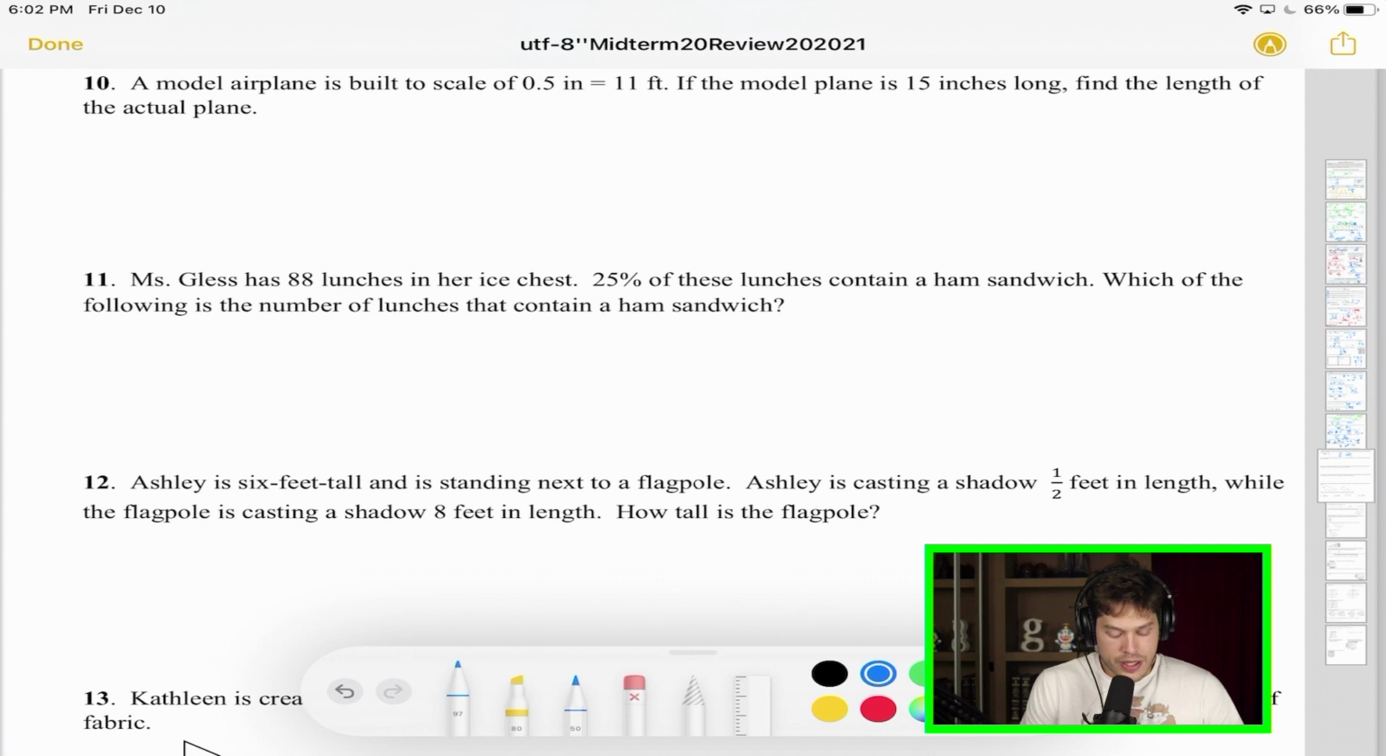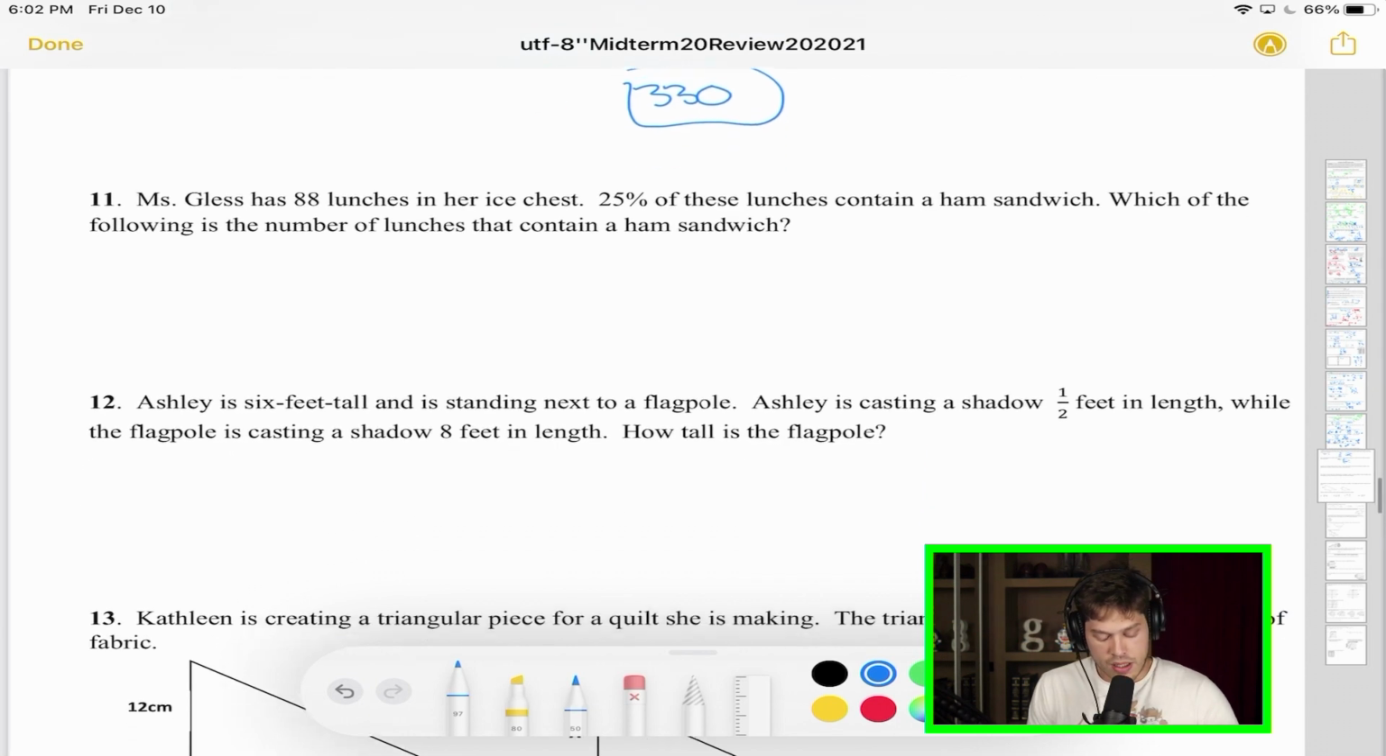A model airplane is built to scale if half an inch is 11 feet. If the model plane is 15 inches long, find the length of the actual plane. Well, how do you go from 0.5 to 15? That's a multiplier of 30, right? And so what's 11 times 30? Well, this is going to be 330. So the plane is 330 feet.